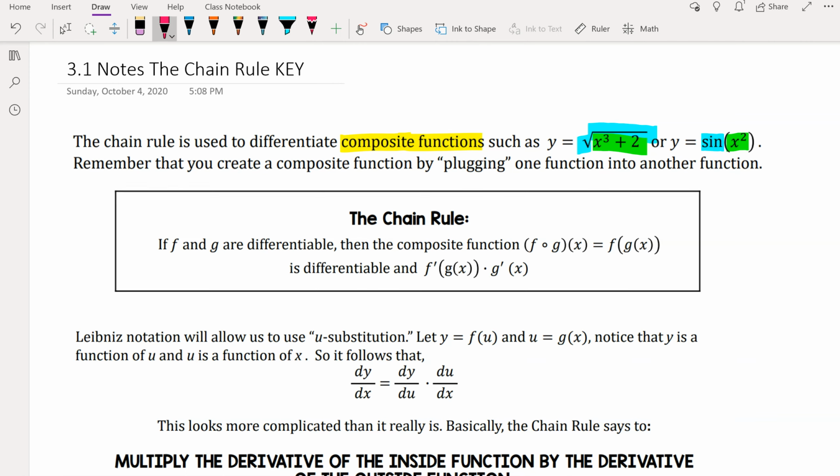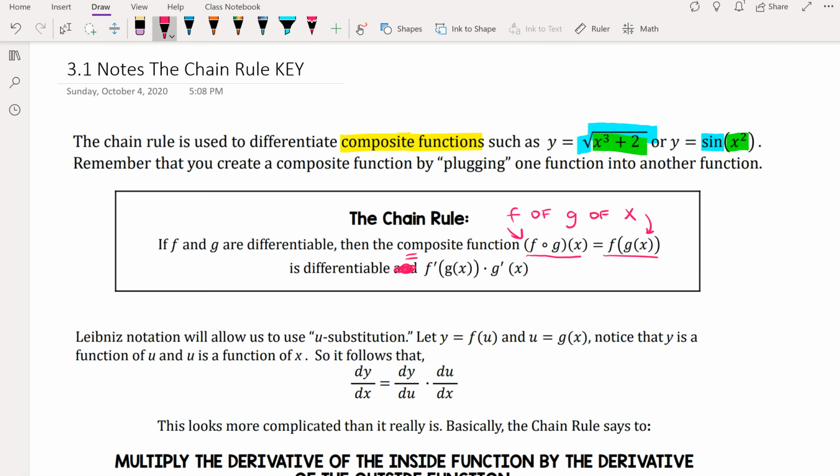Now I want you to write down the chain rule, but we're going to write it down in our own words. So let me read it first. The chain rule: if f and g are differentiable, then the composite function, and you need to make sure you know how to say this, f of g of x, that's how we say this, and it's actually the same thing as this, so you can write it either way. The composite function f of g of x is differentiable, and equals f prime of g of x times g prime of x.